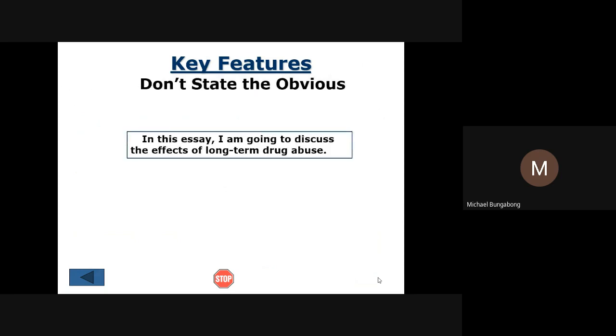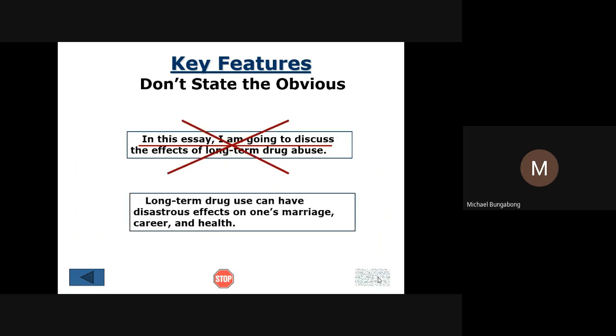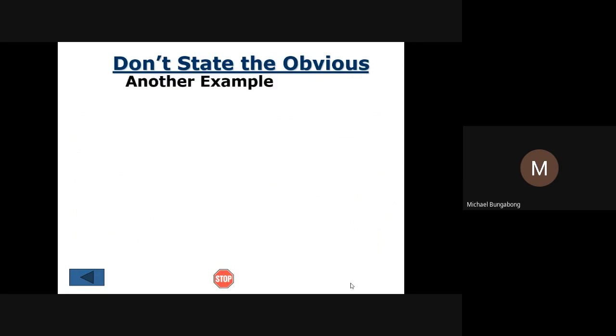So just like this, don't state the obvious like this: in this essay, I'm going to discuss the effect of long-term drug abuse. Oh, come on. We know that you are discussing that. So put an X on that. So you can actually use this one: long-term drug use can have disastrous effects on one's marriage, career, and health. Better, right?